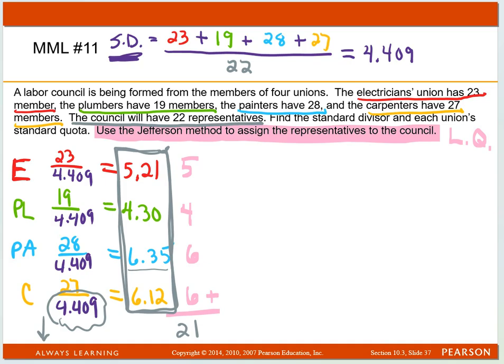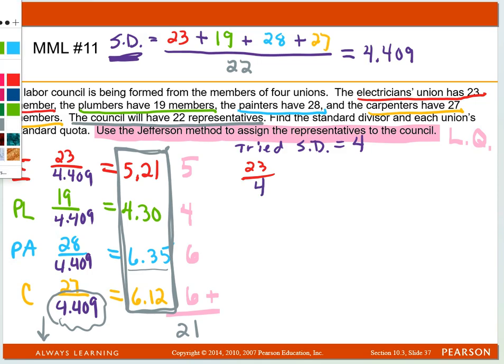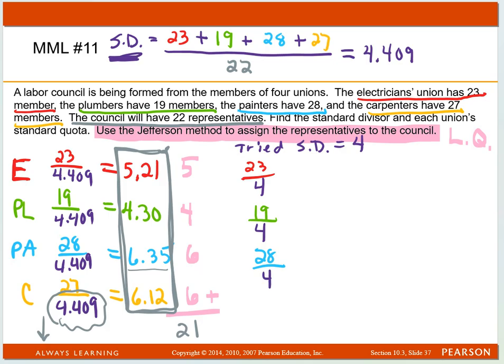It was a kind of a pain to type all those numbers into my calculator. So what I did is I tried a standard divisor equal to the number 4. I went through these again and took 23 divided by 4, and then I took the 19 and divided that by the 4, and then I went to the blue, which is 28, and divided that by 4, and then the yellow, that 27, divided by 4. 27 divided by 4 was 6.75. And the blue one, 28 divided by 4, that's exactly 7. Boom, there it is. I think that's going to work.